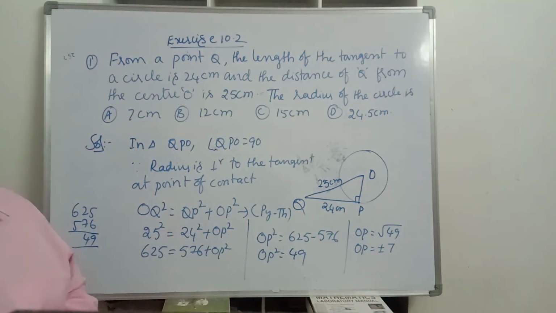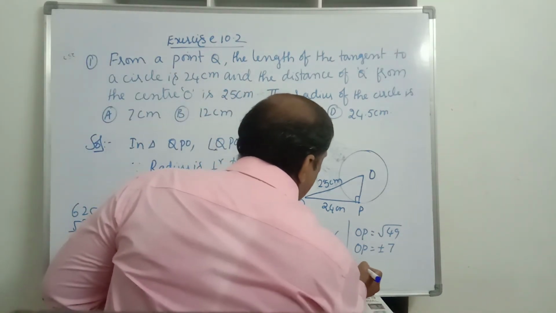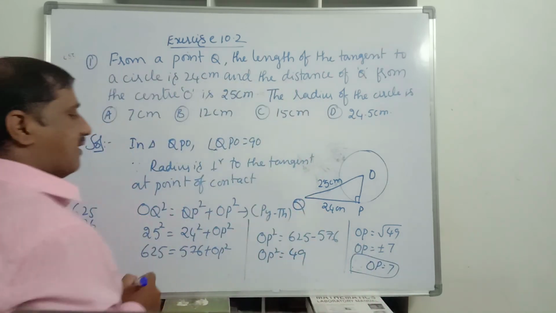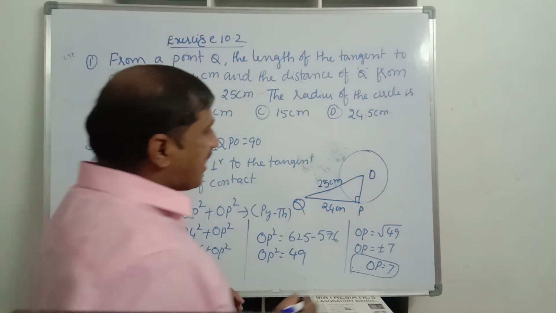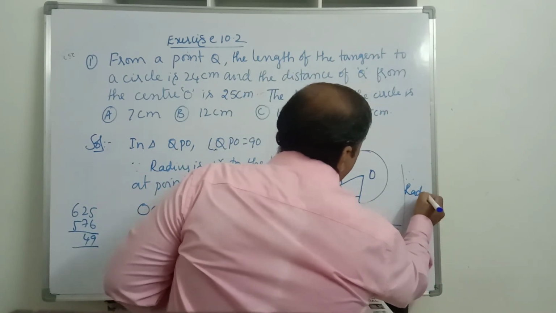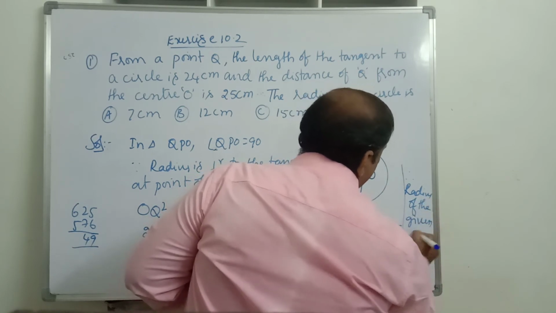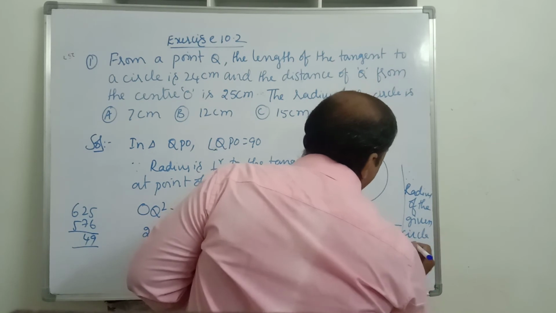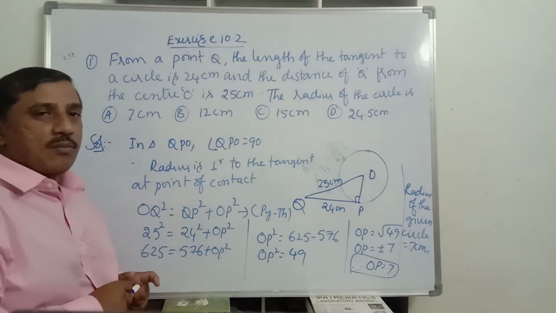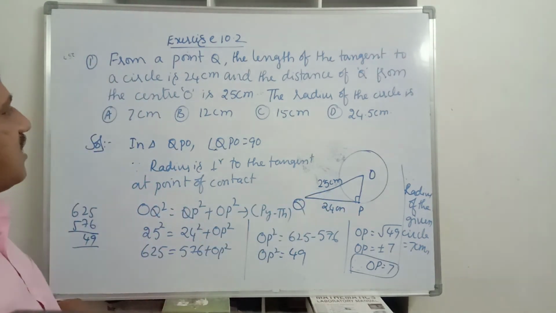But the negative value we ignore. Why? It is a length, and length will never be negative. Therefore OP is equal to 7. We can write the final statement: therefore, the radius of the given circle is equal to 7 centimeters. Like this, we find it using the Pythagoras theorem and theorem 10.1 of the circles chapter.